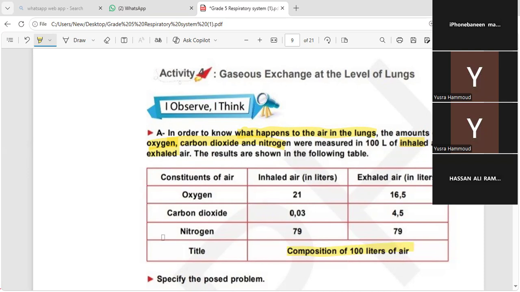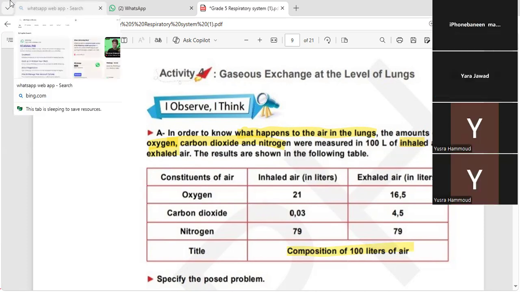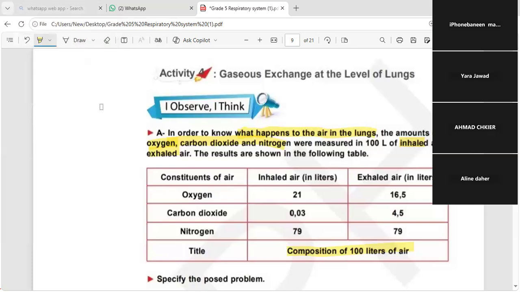Now, teacher, constituents of air. Inhaled air, in liters: how much is the amount of oxygen? Raise your hand to answer. When the air is inhaled, how much oxygen did they measure in each 100 liters entering our body? It's in front of you. It's easy to raise your hand and share. Even if you make a mistake, it's not a problem, but you have to share.